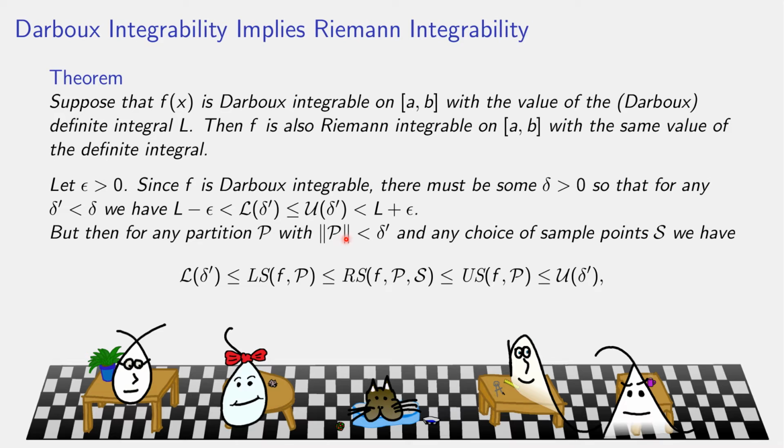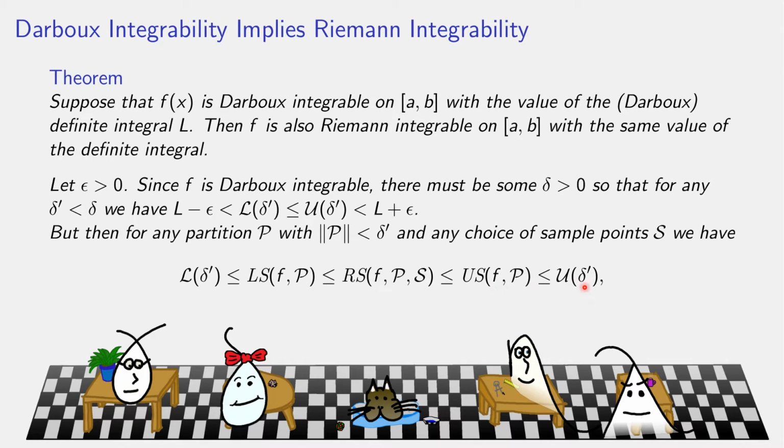But since the norm of the partition is less than delta prime, the lower sum for this partition can't be smaller than the infimum of all lower sums of all partitions whose norm is less than delta prime. Similarly, the Riemann sum for this one particular partition, regardless of how you pick sampling points, can't be bigger than the upper sum of that partition, and the upper sum of that partition can't be bigger than the supremum of all upper sums of all partitions whose norm is less than delta prime.